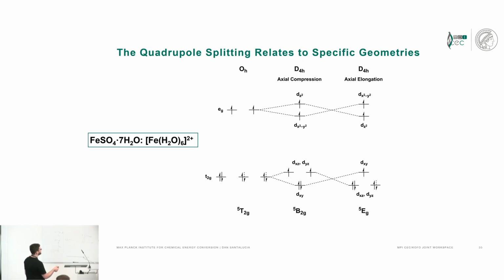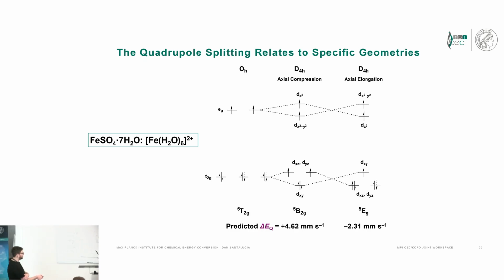We can do an axial compression to a D4h point group and get a quintet B2g ground state, or we can do an axial elongation, again to D4h symmetry, but the orbital energies have changed in ordering, and we get a quintet Eg ground state, so now doubly degenerate. And here are the predicted quadrupole splittings for a quintet B2g situation versus a quintet Eg situation. I ought to be able to compare that to my experiment and understand what electronic ground state I'm looking at. That is a direct application of Mössbauer to electronic structure, and an example of the power of using the nucleus as a probe of it.